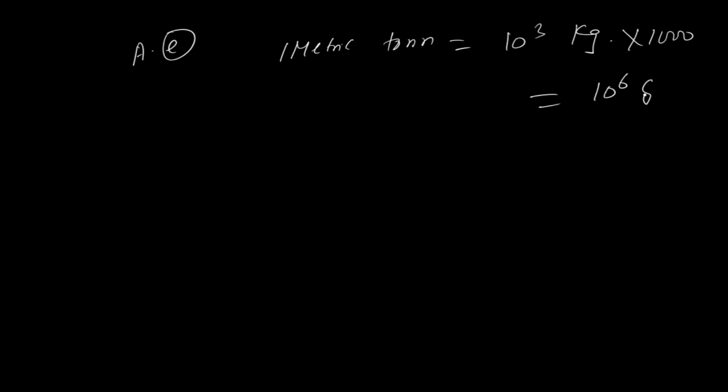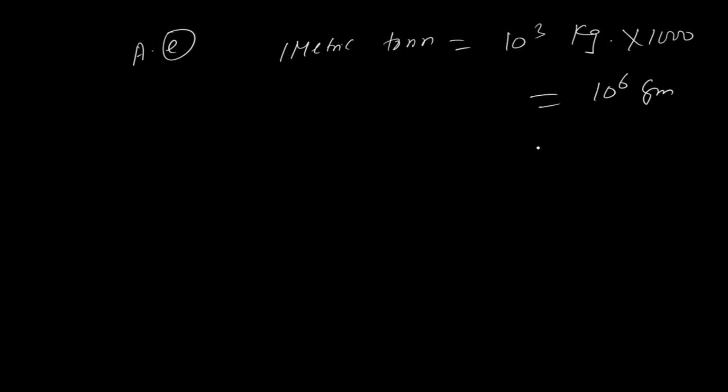E, and they are asking in the question 1 metric ton of iron. So 1 metric ton is equal to 10 power 3 kilogram. Now you have to convert into gram. So when you convert into gram, you have to multiply with 1000. So it will give 10 power 6 gram. So now it is converted into gram.